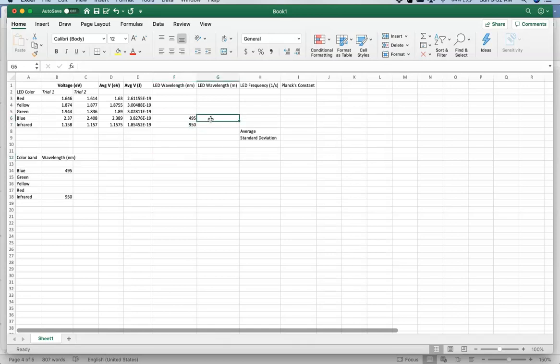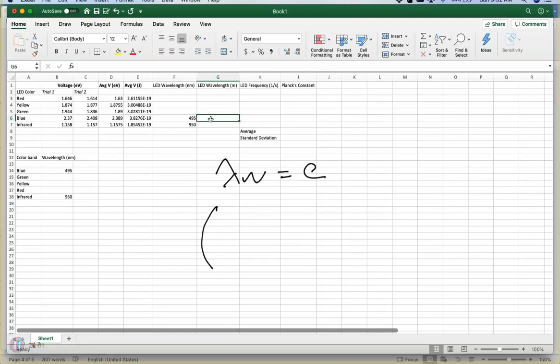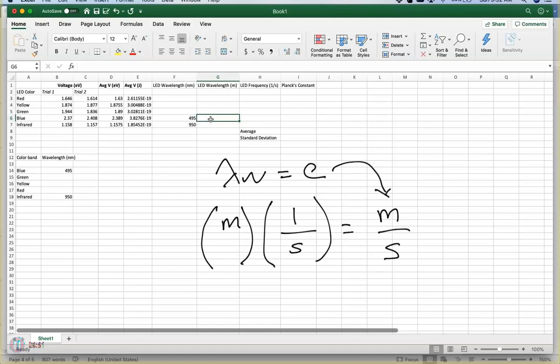So again, what we need to do is make sure we convert into meters, which would be our next step. Why do I need to convert into meters? Well, there's going to be a reason for that. If we go back to my lambda nu equals c, I need lambda to be in meters because frequency is going to be in per second. When I multiply those two units together, I do get the units for velocity, because velocity is a speed. So I have to have my lambda in the correct units to make sure this relationship holds.